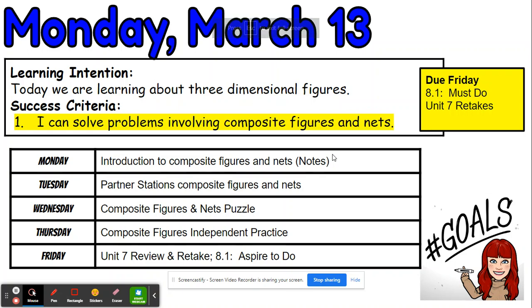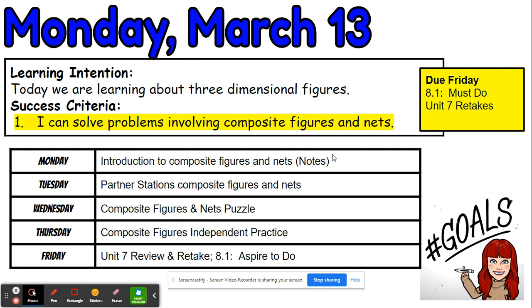All right. So today we're going to start our new unit on learning about three-dimensional figures. Our success criteria for today is we can solve problems involving composite figures and nets. And this is going to help us transition from area to surface area because we've talked about how to find the area of basic figures. Well, we're going to talk about how we can use nets to find the area of three-dimensional figures and not just two-dimensional figures.